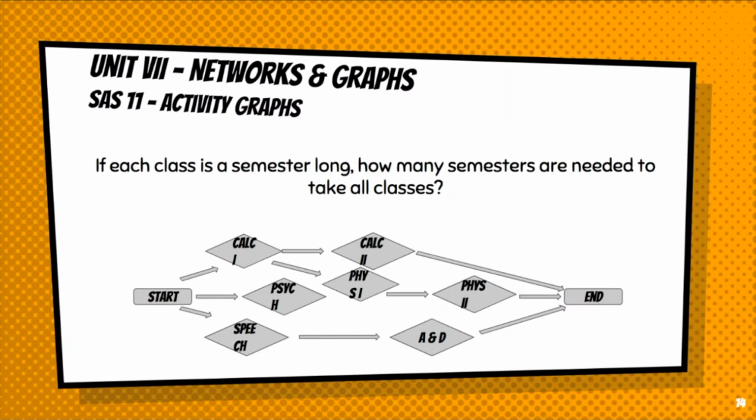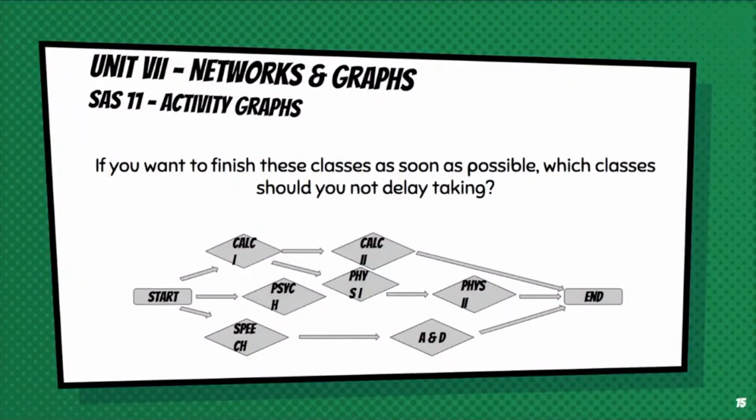Okay, well, let's think about it. This path, Cal 1, Cal 2, is only 2 semesters. This path, psychology, is only 1 semester because it goes all the way to the end. This path, speech and A&D, is only 2 semesters. But this path, Cal 1, Physics 1, and Physics 2, is 3 semesters. So in order to finish all classes, how many semesters will it take? 3 semesters.